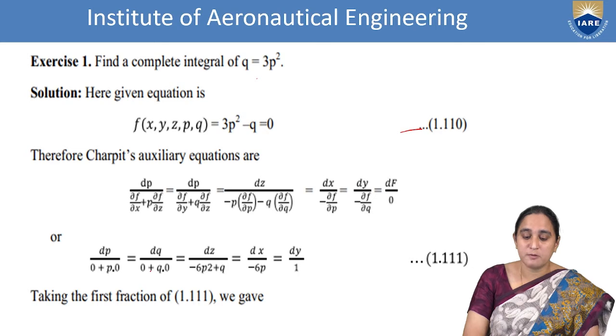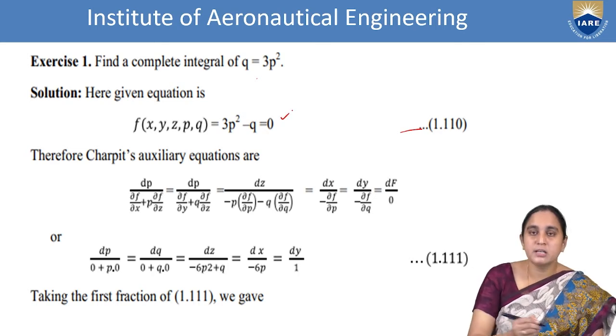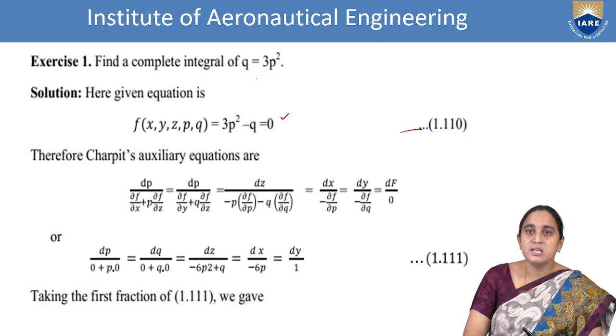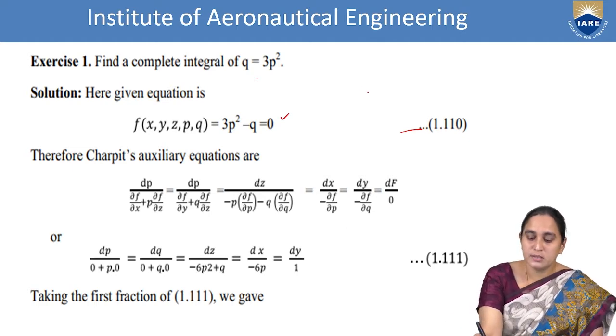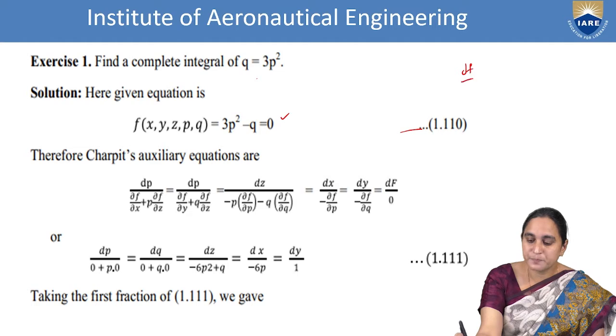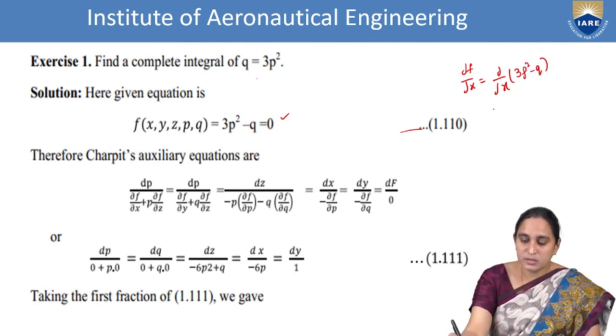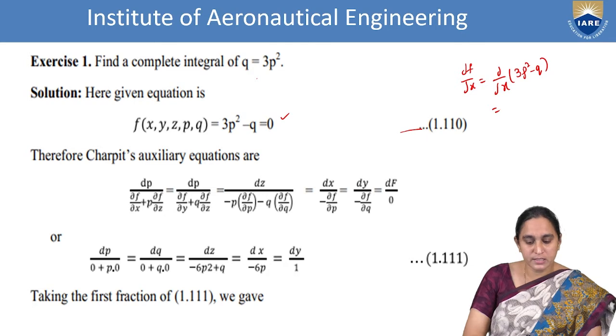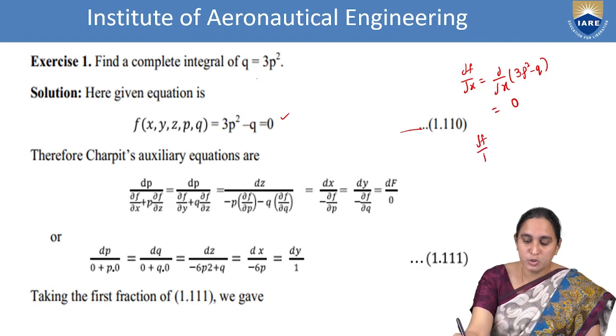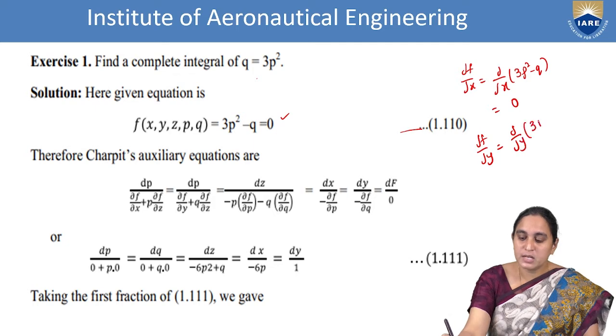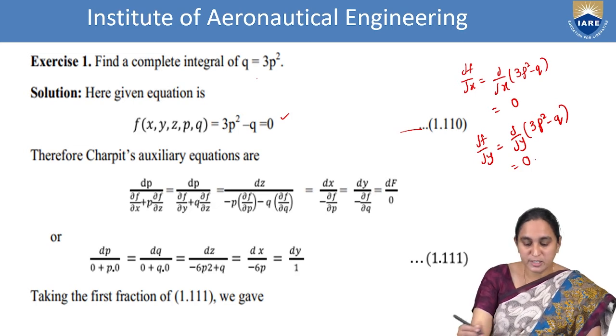Before writing the Charpit's equations, first differentiate the given function with respect to x, y, z and with respect to p and q. That is ∂f/∂x, that is ∂/∂x of 3p² − q. With respect to x, that is 0. Next, with respect to y, ∂f/∂y, that is ∂/∂y of 3p² − q. That is also 0.